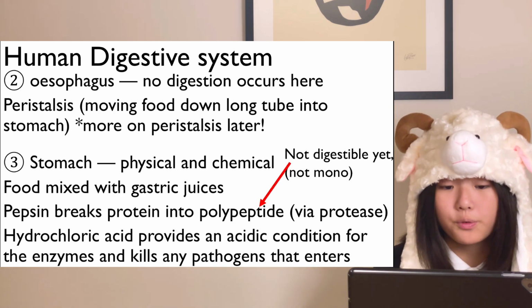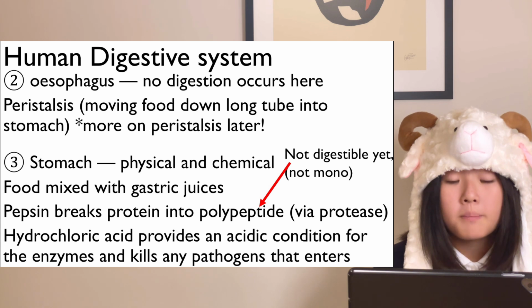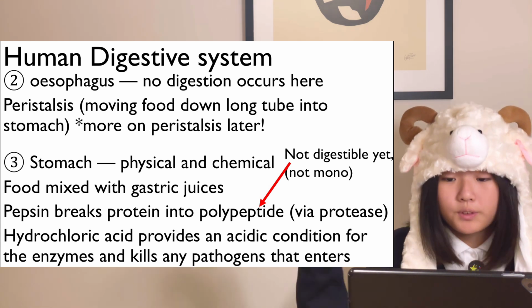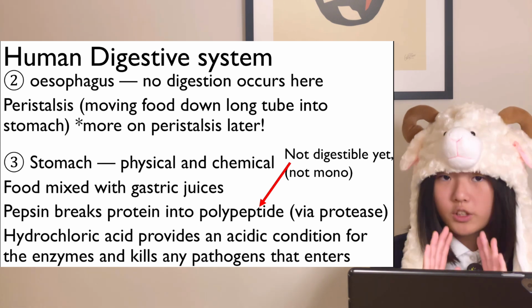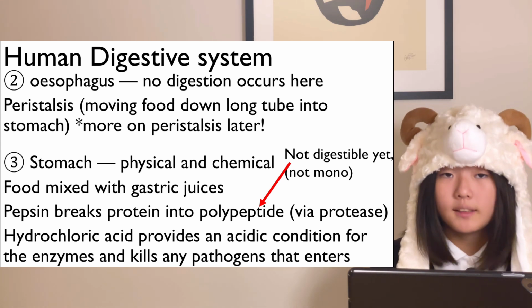The second place your food goes is the esophagus. No digestion occurs here, but peristalsis occurs. Peristalsis is the process of moving food down a long tube, your esophagus, into your stomach. I'll teach you more about peristalsis later.